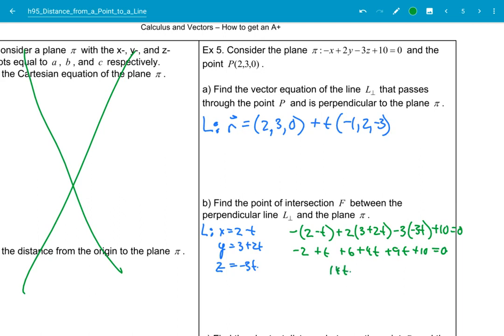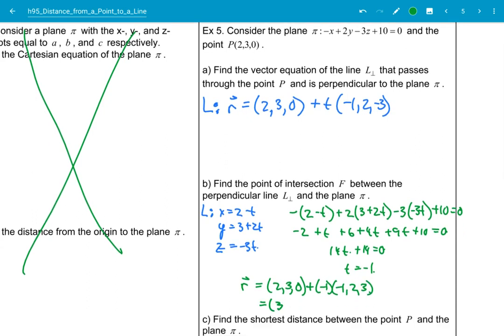14t plus 14 is equal to 0. So t is equal to negative 1. So we're just going to plug that into the line, into this equation of the line. For t is negative 1, and we have to work through this. So we end up with 3, 1, and negative 3. There's a negative here, so that's positive. Okay, so the point, the foot point is at 3, 1, and 3.